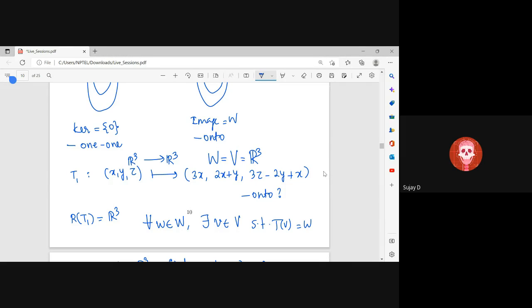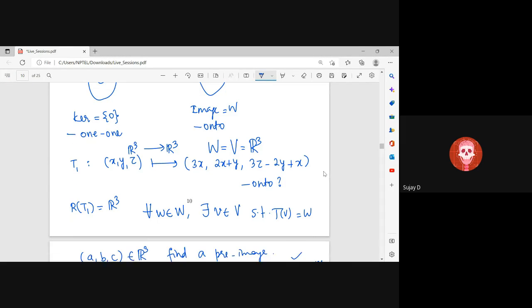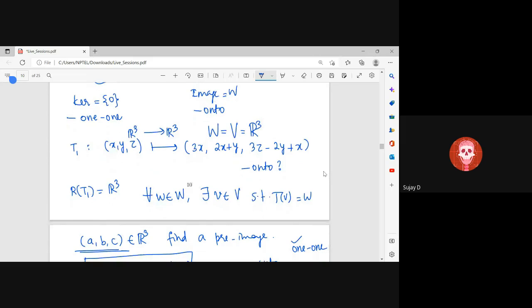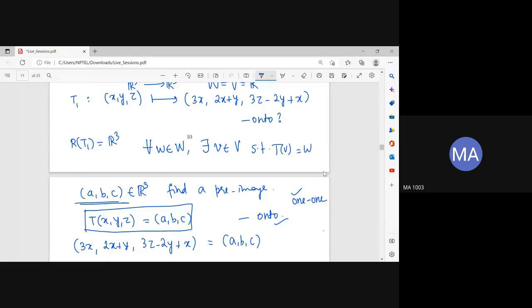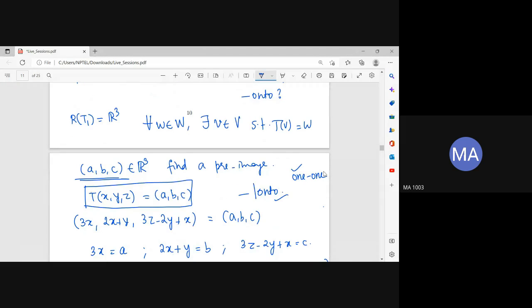Ma'am, we need to write 3x as a capital X and 2x plus y as capital Y, and we have already done some calculation.